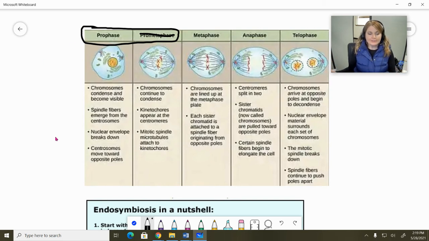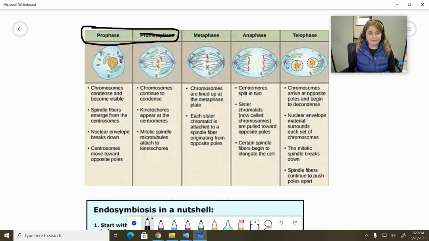Essentially what happens, remember, is the chromosomes are going to condense and become visible. They have to shorten and thicken so that they can be easily moved around by those spindle fibers. You don't want them to be all long and tangly, so they tangle up with each other and get broken and stuck and things like that. That's bad news. So you want to have them much more condensed. The nuclear envelope is going to break down so that you can have them free from the nucleus. Spindle fibers emerge from the centromeres, and then they move towards opposite poles.